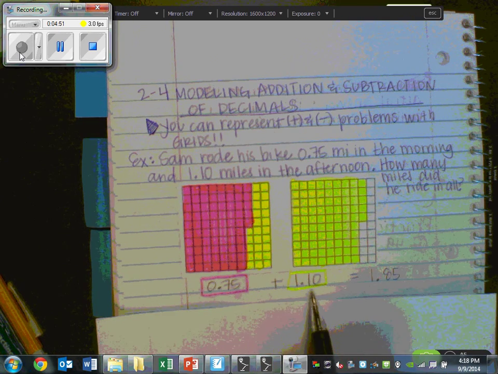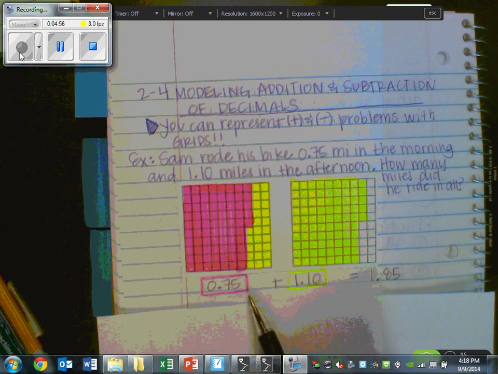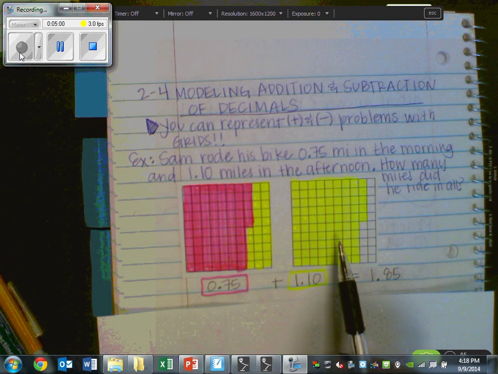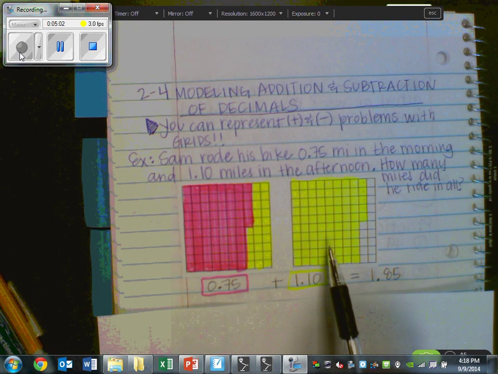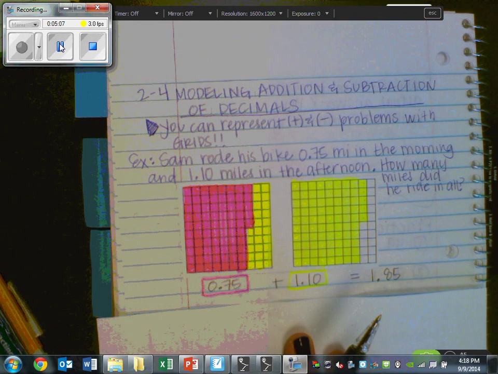Now I know what some of you are saying. I could do that problem in my head. That's perfect that you can do it in your head, but in order to show that you can understand the relationship, you need to be able to represent it with a hundreds grid. Okay?